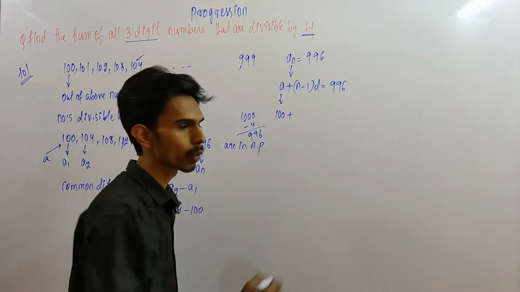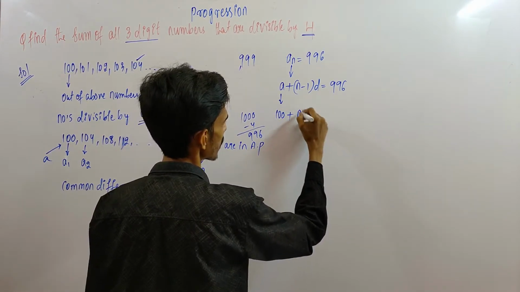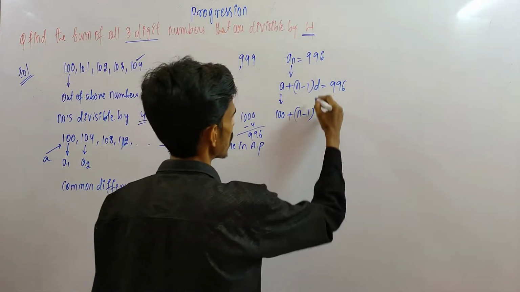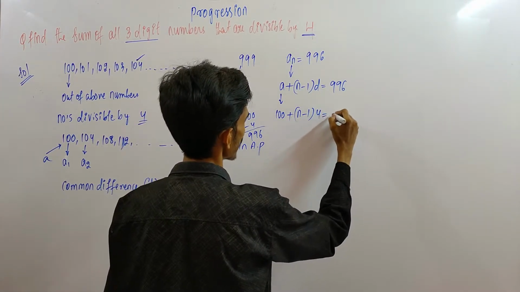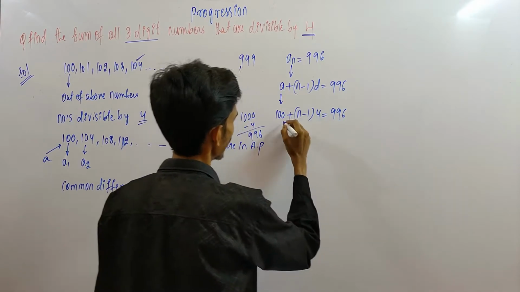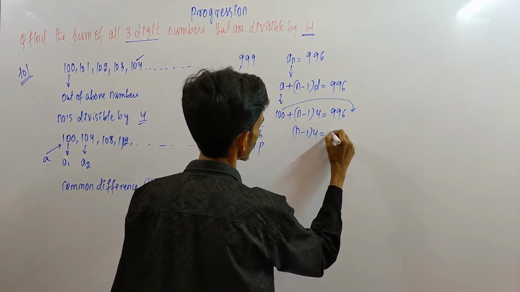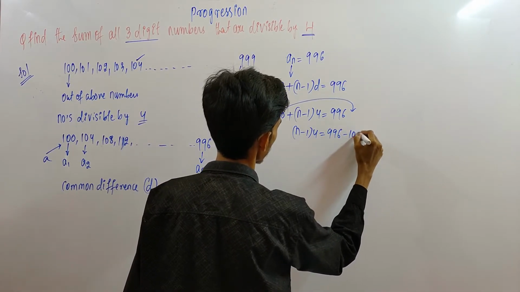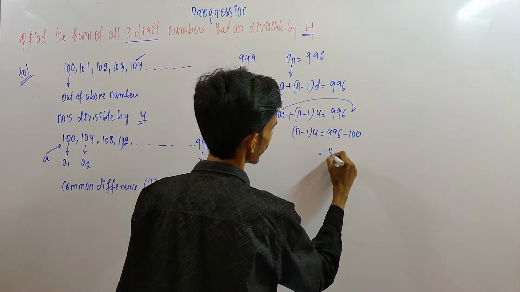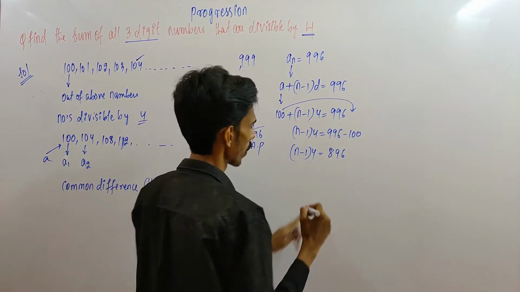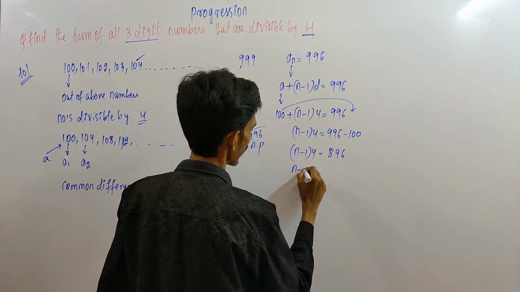plus N. We don't know this N value. We have to calculate this N value because we want to know how many numbers there are. The common difference we calculated as 4. We have 996. Now send this 100 here. We have (N minus 1) into 4 is equal to 996 minus 100. We will get 896. (N minus 1) into 4, divide by 4.